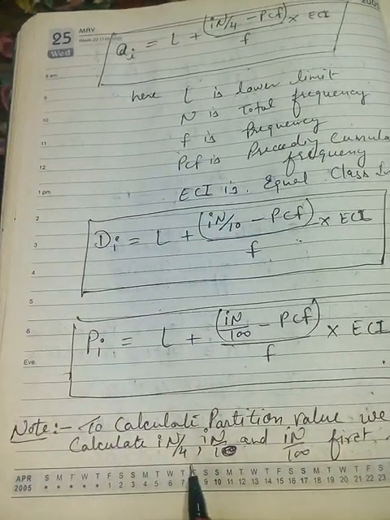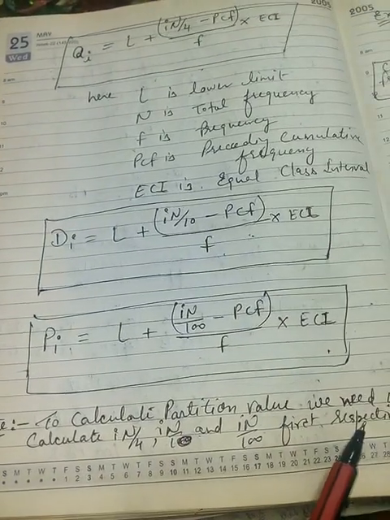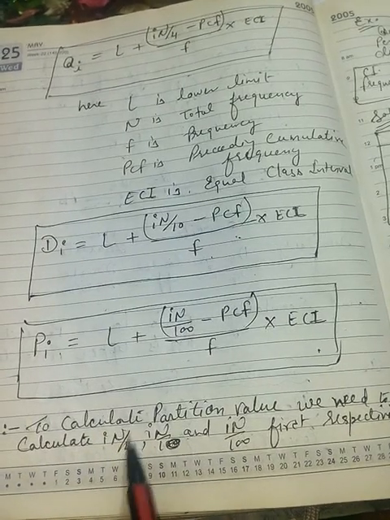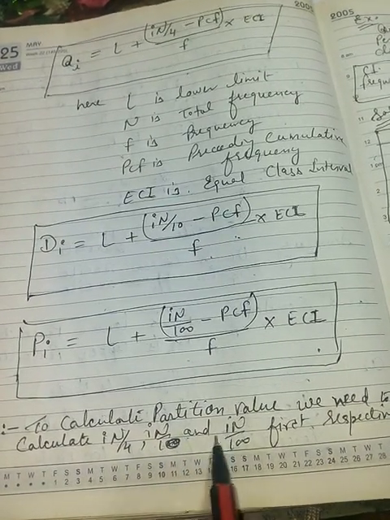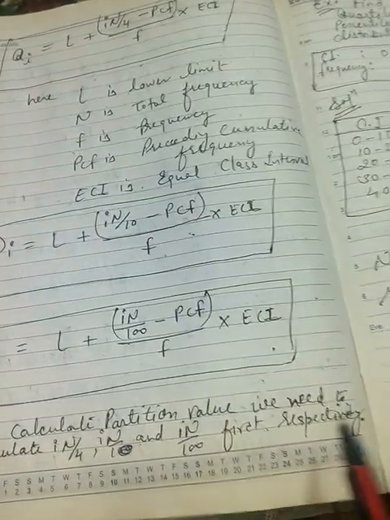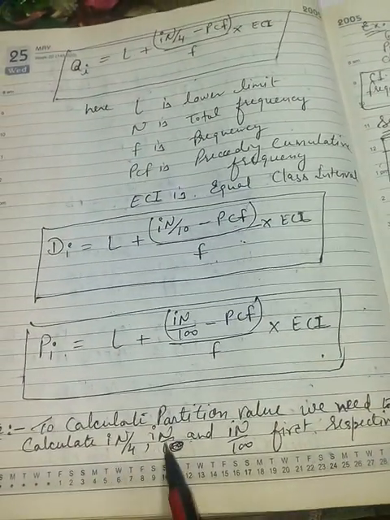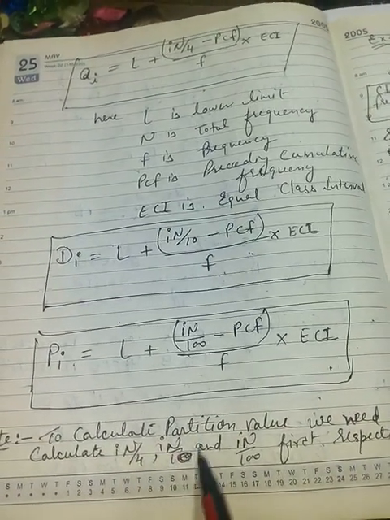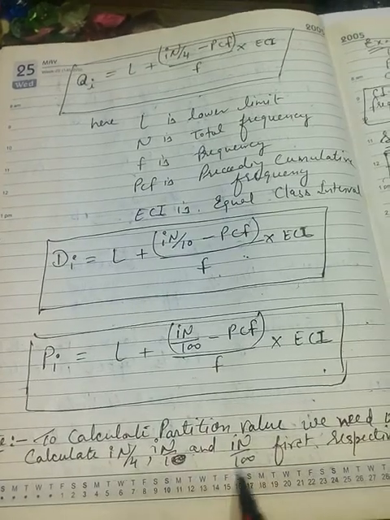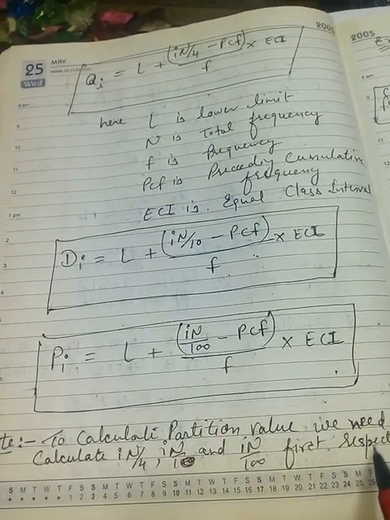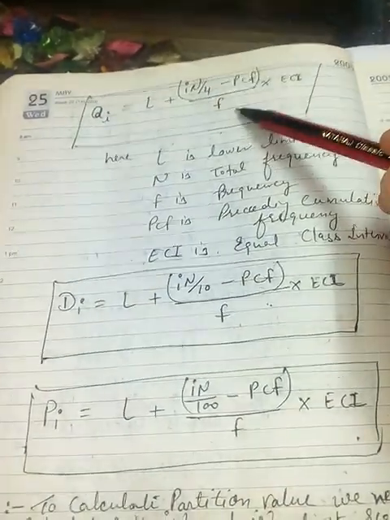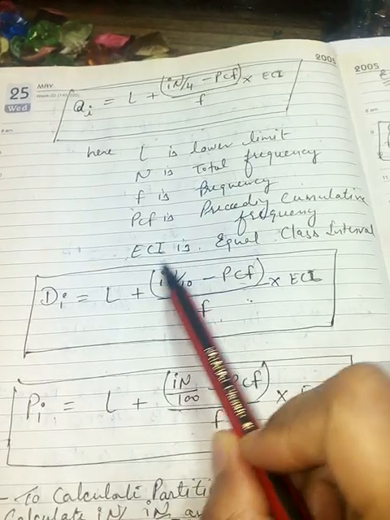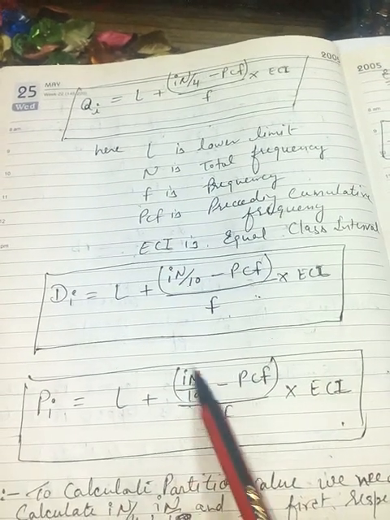Note that to calculate the partition value, we need to calculate i n by 4, i n by 10, i n by 100 first, respectively. If we are calculating the quartile, first we calculate this term; in decile first we calculate this term; and in percentile first we calculate this term.